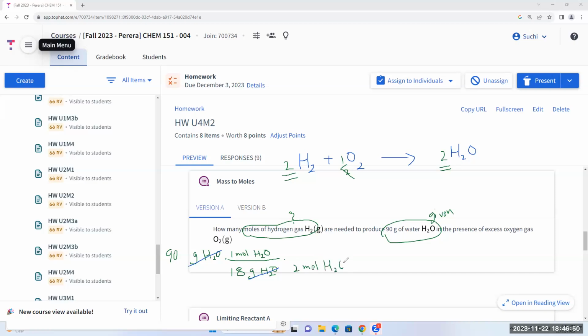Why did we do that? Because we intend to cancel out the moles of H2O. And then in the numerator, we are going to write the moles of hydrogen, this number over here. So 2 moles of hydrogen. To get 2 moles of H2O, we need 2 moles of hydrogen. That's what it means. Now if we do this, we're going to end up with moles of hydrogen.